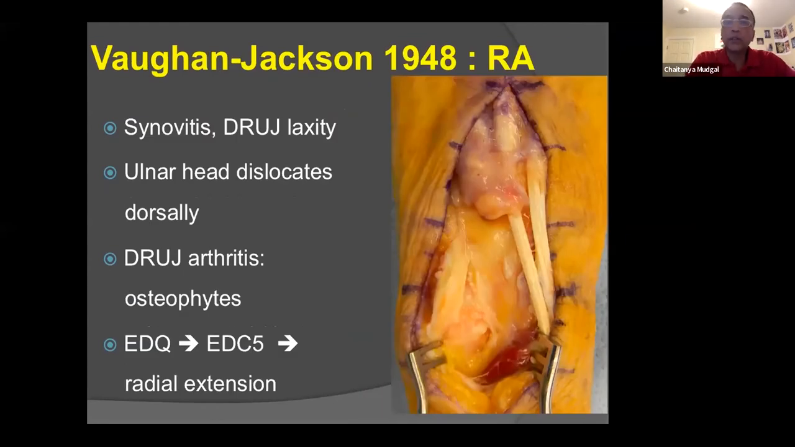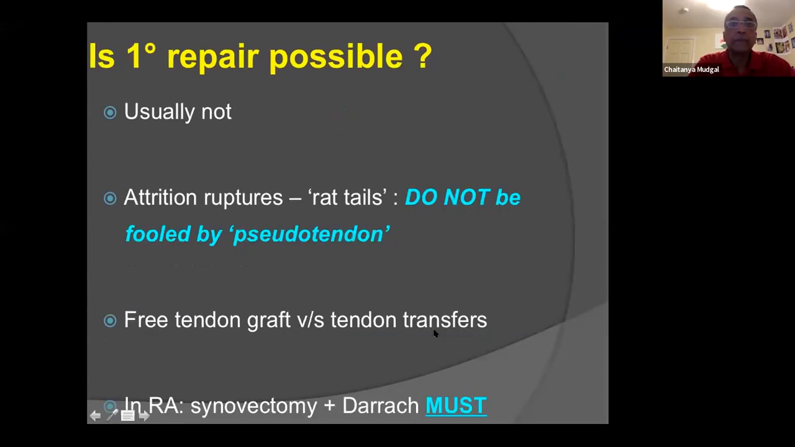Finally, you also have the Vaughan-Jackson syndrome, which was described almost 80 years ago, which consists of synovial hypertrophy causing laxity of the DRUJ, and the ulnar head dislocates dorsally. Now, the pannus from the synovitis destroys the DRUJ, causing osteophytosis, which then erodes through the DRUJ capsule as seen here and saws through your extensor mechanism.